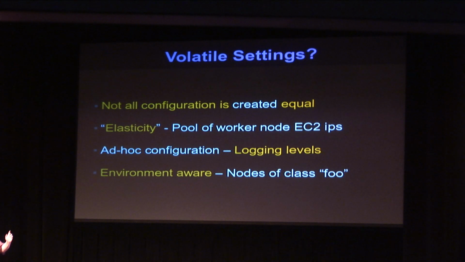Elasticity. We scale up, we scale down based on capacity demands. The state of the environment is not the same, so knowing who all of the foo nodes are at a given time is very important because it's not the same ones it was created with. You may have a base of these 5 foo nodes, but we may be running 20 right now because it's a peak period for us.